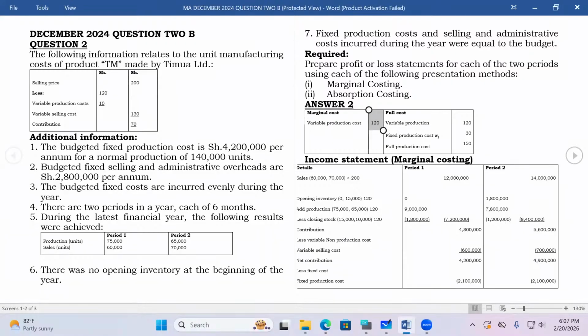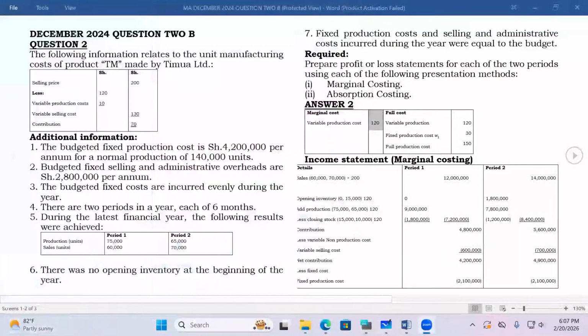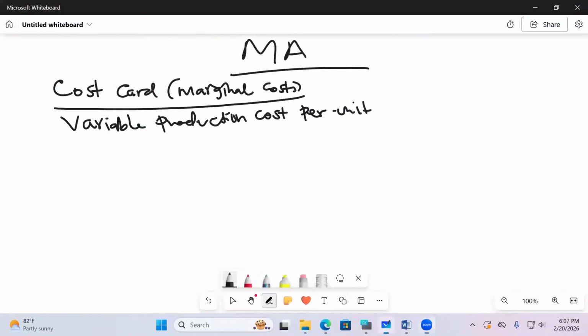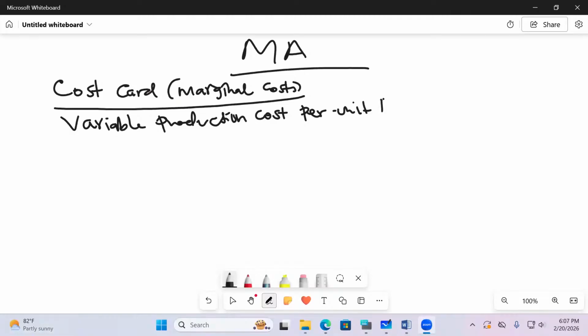It's 120. So the variable production cost is 120. The variable production cost here is 120. So variable production cost in this case is 120. So we have here 120.